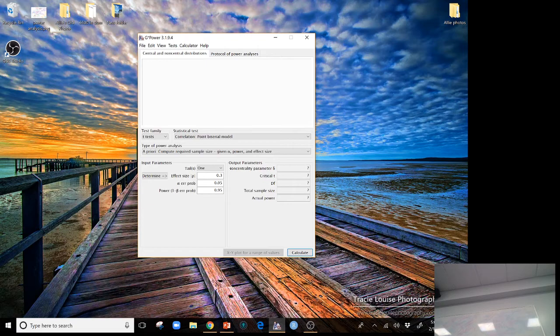What kind of tests have we learned so far? Z and T. A little bit of F, but not really. Okay. And then what kind of statistical test? And then the third one is the type of power analysis.